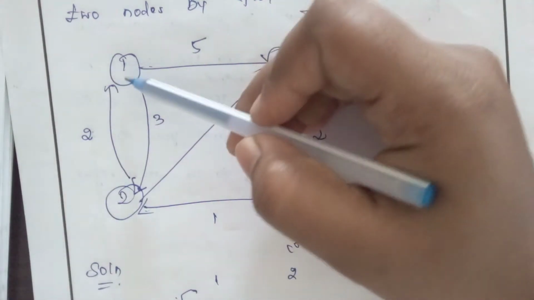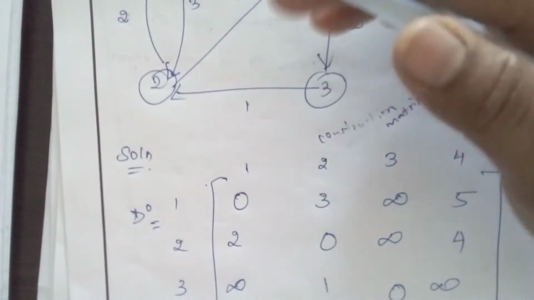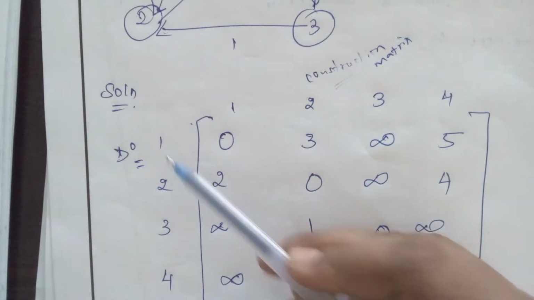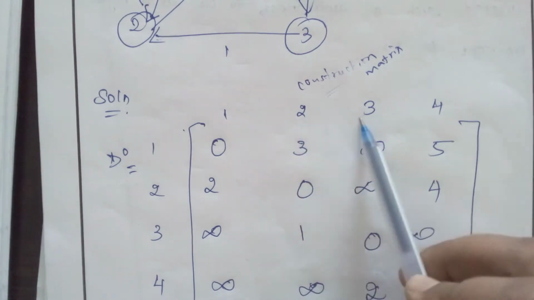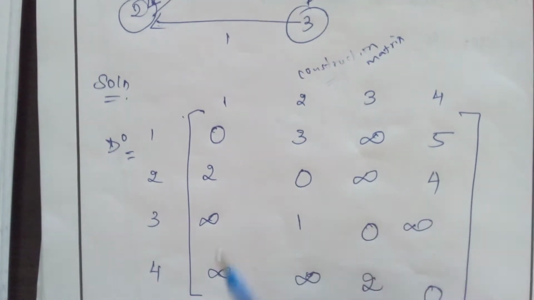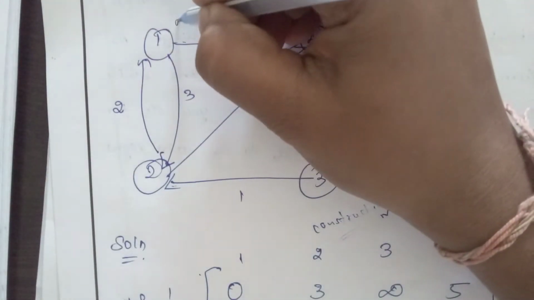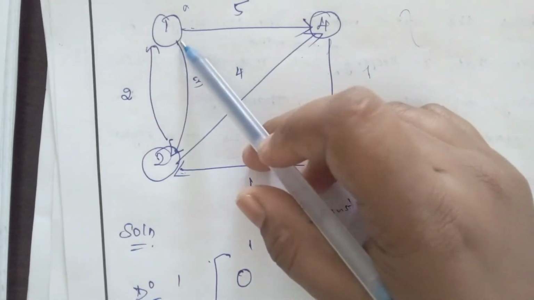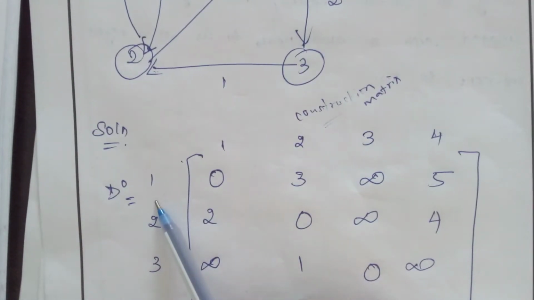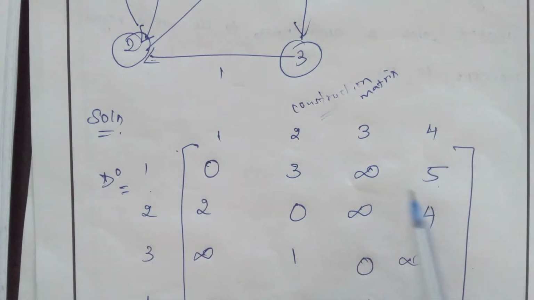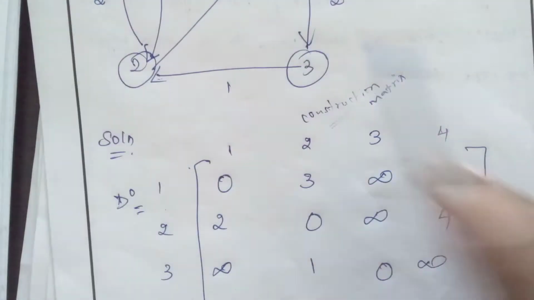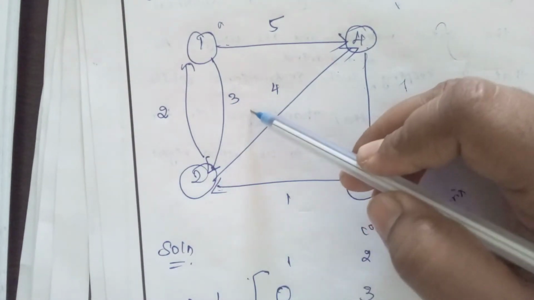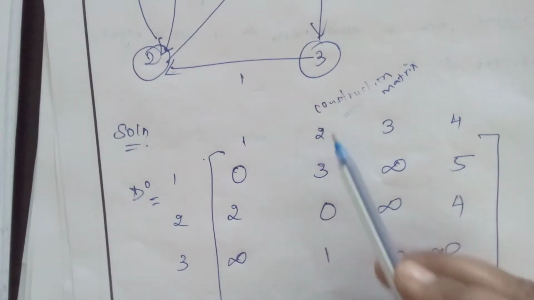The nodes are 1, 2, 3, 4, and the same 1, 2, 3, 4 as rows and columns, representing the nodes. If they are A, B, C, D, you have to write A, B, C, D like that. Now see, for 1 to 4, the weight is 5, so I simply write 5 here. For 1 to 2 the weight is 3, so I mention 3.